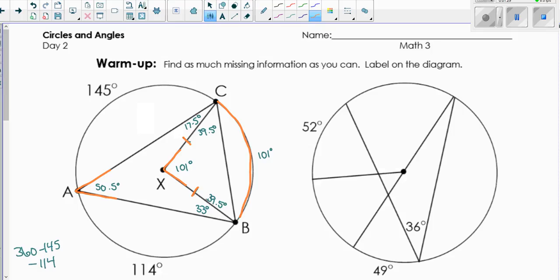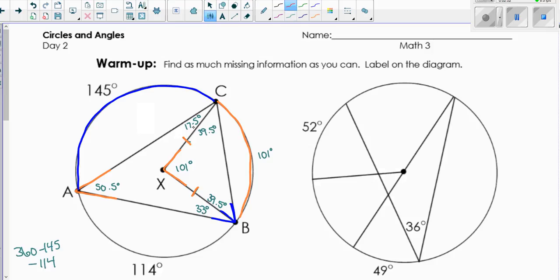Okay, and then these two angles, this 33 and 17.5, are actually really tough to get. So nice job if you got those. What you would have to do is you would have to see that this angle right here is an inscribed angle for this arc. So if this arc is 145, half of 145 is 72.5. And you already have this angle right here, so you subtract 39.5 from 72.5 and you get 33.